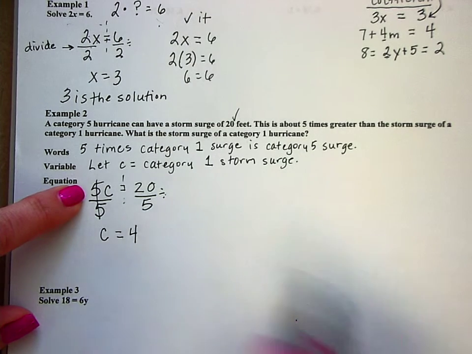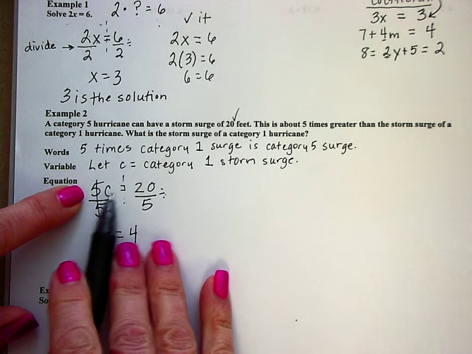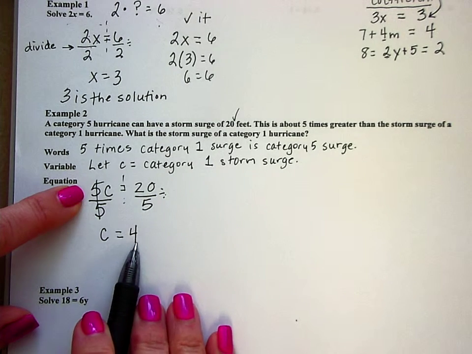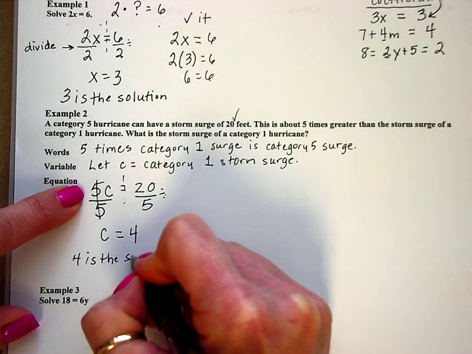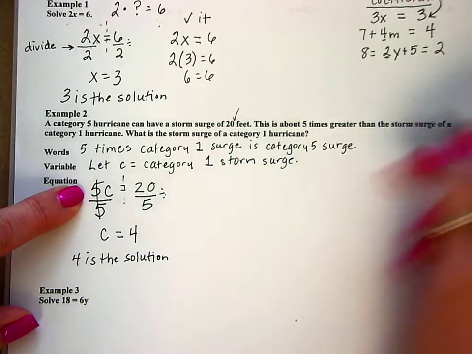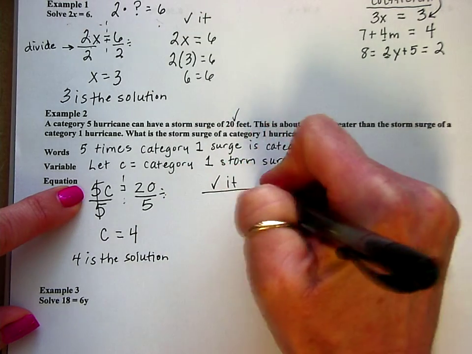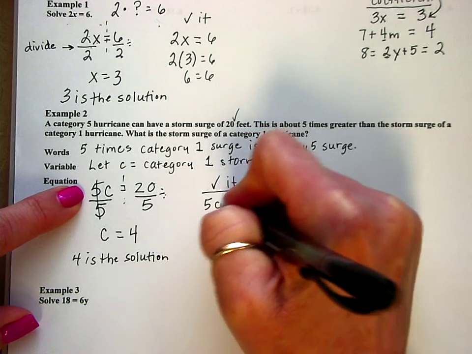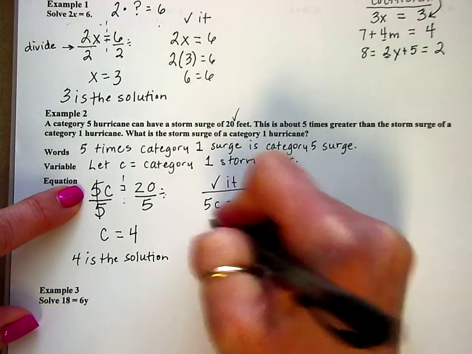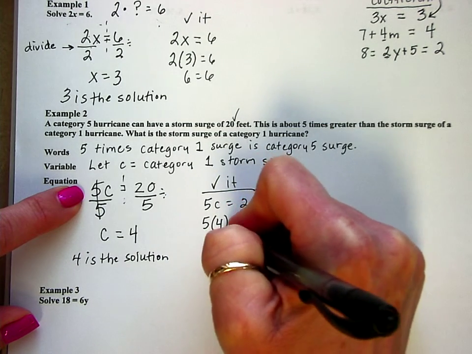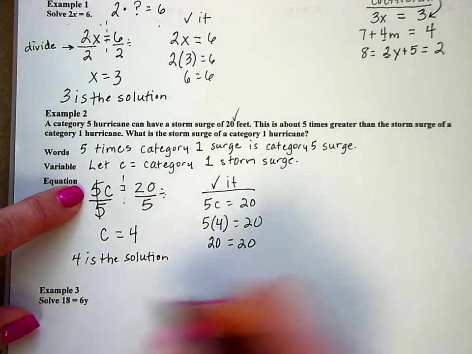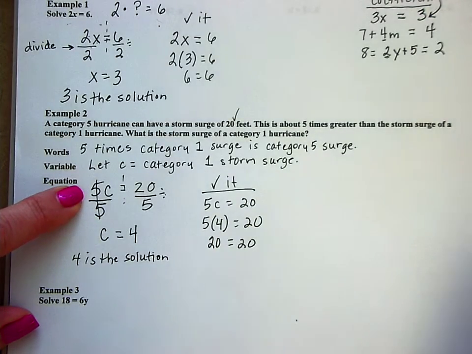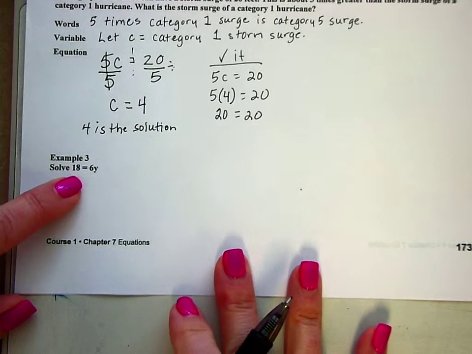Well, if you look back at the original equation, 5 times what equals 20? Of course it's 4. Okay, so 4 is the solution. Now let's check it. Original equation, replace C with the answer, and if you get the same thing on the left as the right, then you are correct.